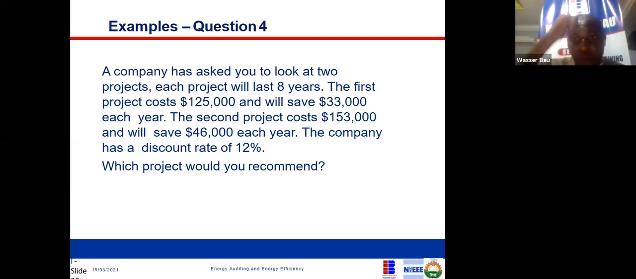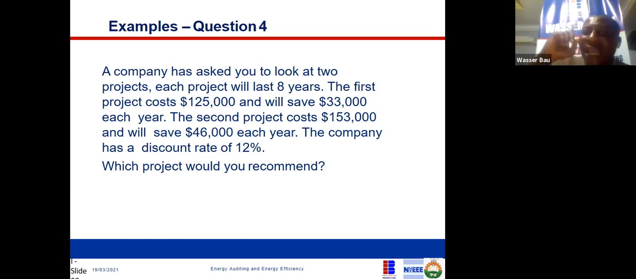Now, the first method is NPV, the most generalized one. I can do the NPV, but is it NPV on what? That's the question. I can say the first project is saving me $33,000 and it's costing 125 over 8 years. What is the net present value of $33,000 over 8 years? Presently, I subtract the two and I get my NPV. Then I do the same for the second one, subtract the two, I get the NPV. The one that has a higher NPV becomes the solution.